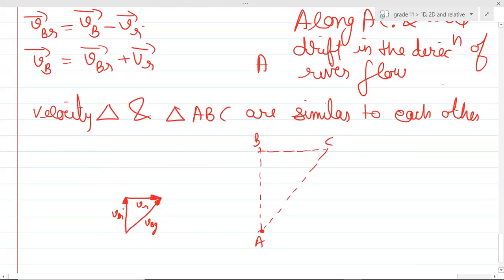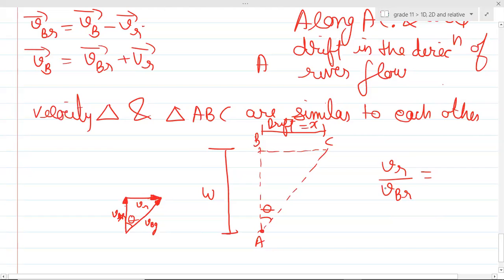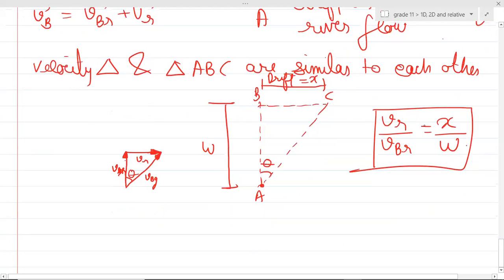Can you see VR will be along AB, VBG will be along AC, and VR will be along BC. So AB was basically the width of the river, and BC is basically the drift, which is equal to, let's say, X. So drift is X, width is W. This angle, both are thetas. So here tan theta, I can use the similarity. I can write VR upon VBR will be equal to X upon the width of the river. Can you see this? Yes or no, guys? So basically this is using similarity.